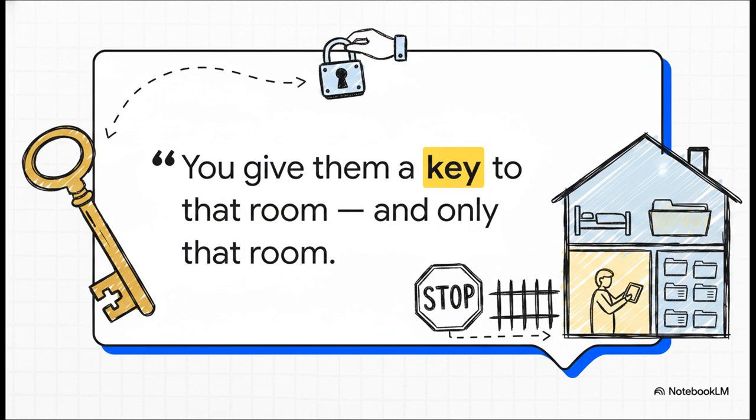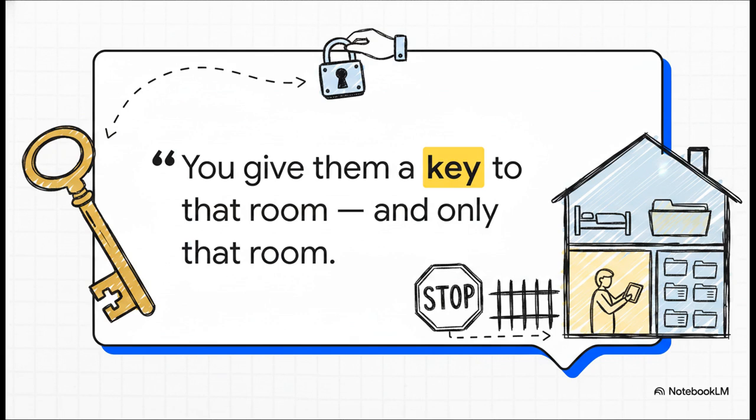I absolutely love this analogy from our source material. Imagine you hire a contractor to renovate one room in your house. You give them a key to that room and only that room. This perfectly captures the dynamic we're setting up. Just like a contractor hired to paint your kitchen, Claude cannot wander into your personal bedrooms or start rummaging through your sensitive file cabinets. You hand it the key to one specific room, and it works only in that room. This guarantees absolute peace of mind.